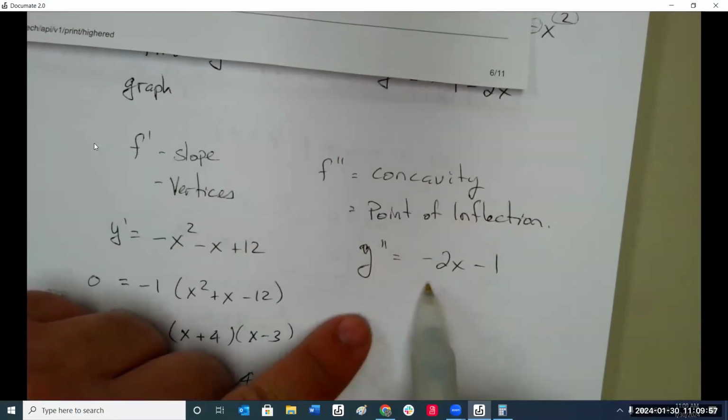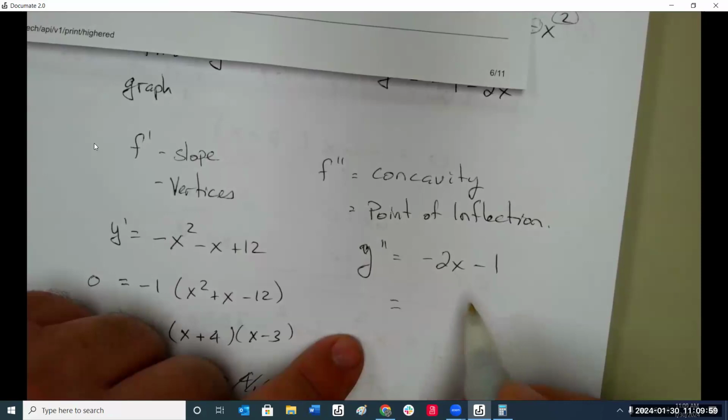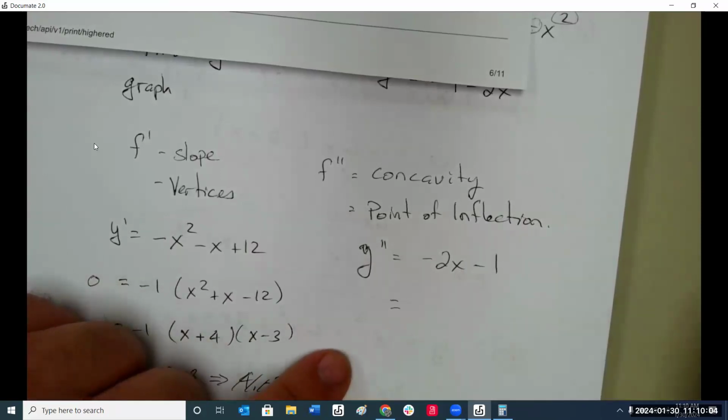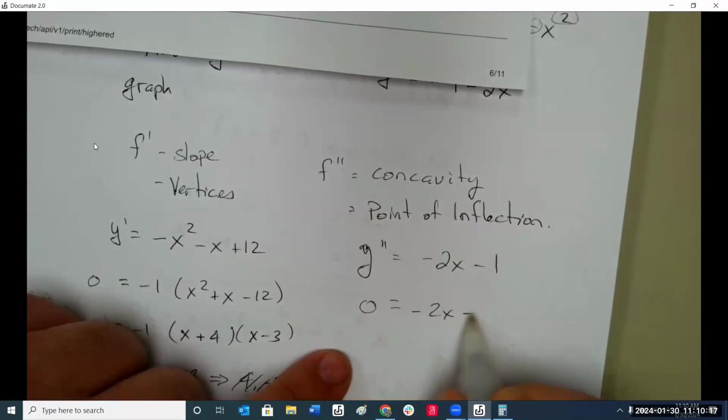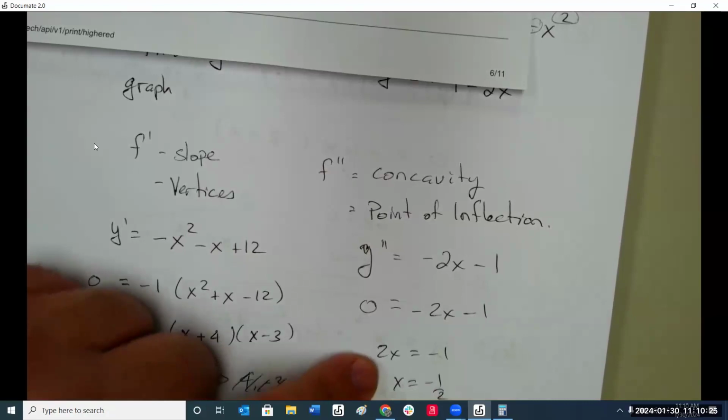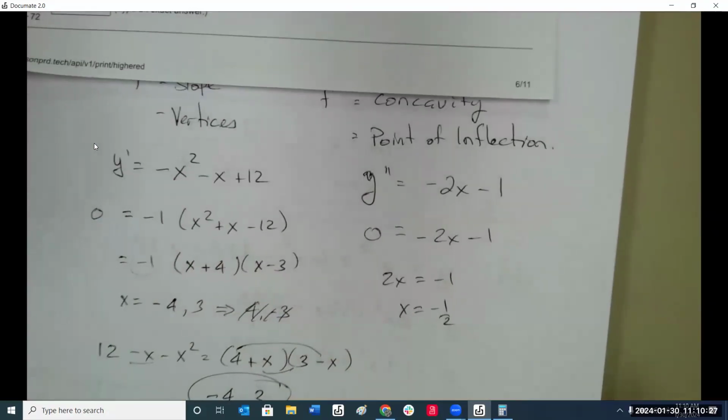That's what this would tell us. With this one, where would be our point of inflection? Our point of inflection would be... positive 2? Set this equal to 0. Yeah, and so you have to move the 1 or move the 2x over. So x equals negative 1/2. At x equals negative 1/2 is our point of inflection.